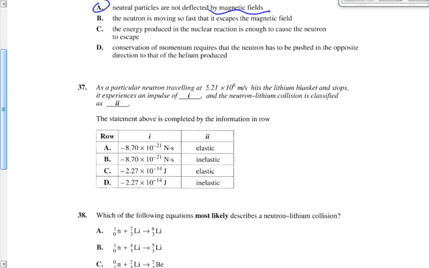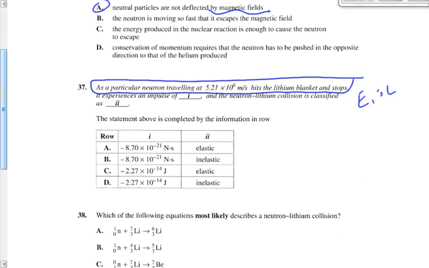37. Particular neutron traveling at that speed hits lithium and stops. Impulse. Hey, I'll tell you what. My gut feeling when I read this, just the first part of the first sentence there, conservation of energy. How come? Hey, if that's your first thought, that's good. I want that to be your first thought in that question.